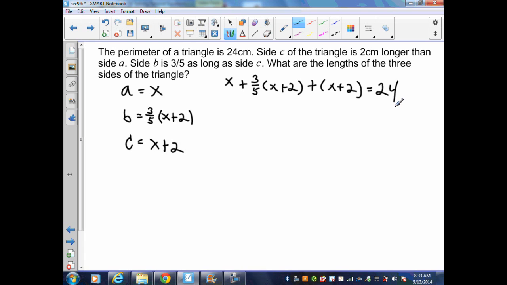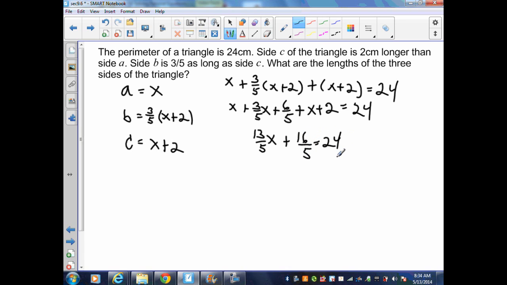Now I'll simplify. I'll distribute. That gives me x plus 3/5 x plus 6/5 plus x plus 2 equals 24. Now I need to combine like terms. I have x plus x, which is 2x. Getting a common denominator of 5 gives me 10/5 x. When I add 3/5, that gives me 13/5 x plus 6/5 plus 2. 2 with a common denominator of 5 is going to give me 10/5, plus 6/5 is going to give me 16/5.